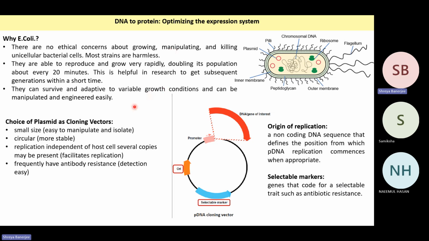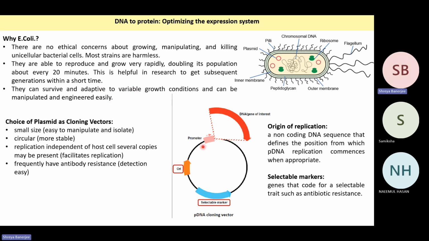Okay. Now, there is a topic that was discussed, which was basically cloning DNA using vectors. So, mostly the organism used for this is E. coli, and that is because there is no ethical concern about growing, manipulating, and killing E. coli. And also, E. coli can reproduce very rapidly. So, the experiment time becomes very fast. Every 20 minutes you can have a new population of E. coli.